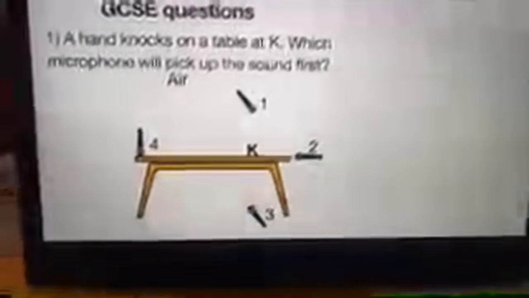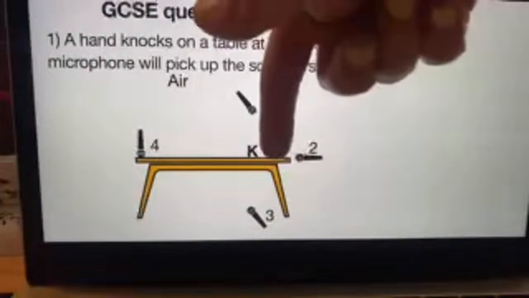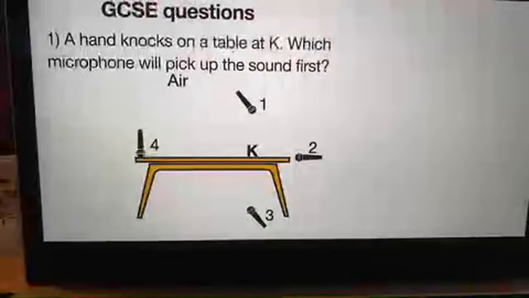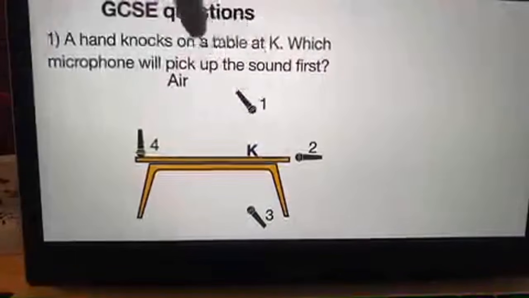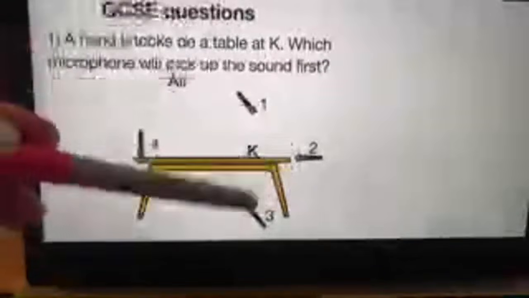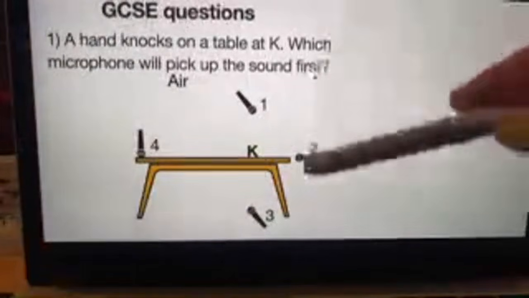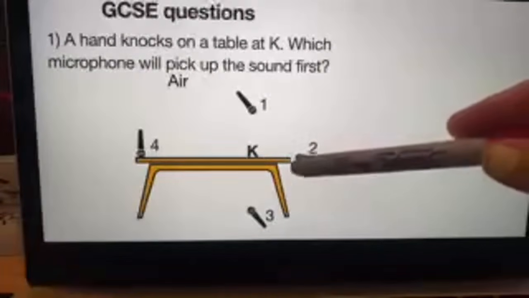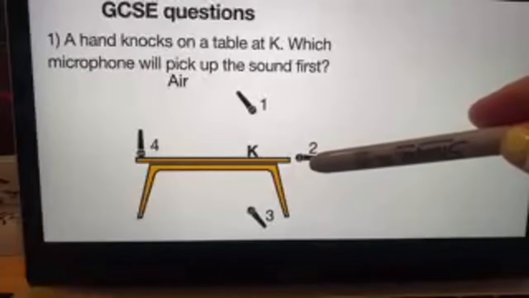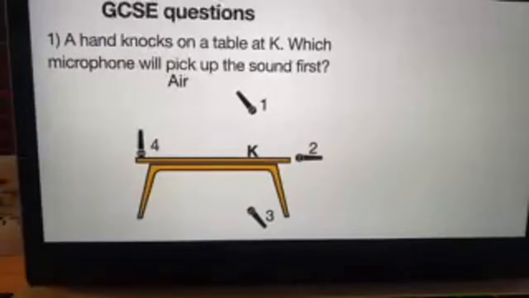So, you've got a table here. You've got K, which is slightly towards the right of the table. It's not in the middle of the table, it's to the right. A hand knocks on the table at K, okay? You've got a microphone above, which is microphone number 1, floating there above K. You've got microphone number 3, which is just below the table, so the same distance away as microphone 1, but below, not above. You've got microphone number 2, which is at the edge of the table closest to K. It's a couple of centimetres away from the table, hovering in the air. And you've got microphone number 4, which is on the far left of the table, and that is actually touching the table. Which of those microphones will pick up the sound first?